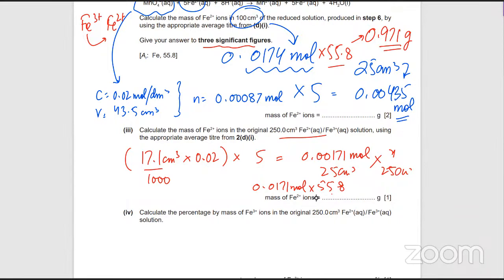0.954. अच्छा, so you're getting 0.954 grams, right? So that's: calculate the percentage of mass of Fe3+ ions in the original sample of 250 cm³.